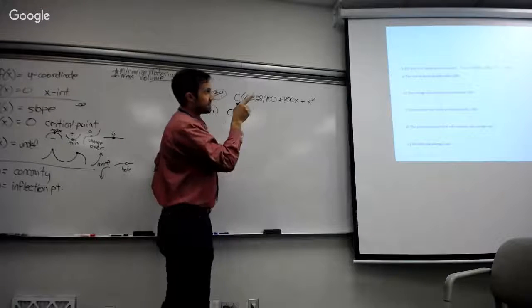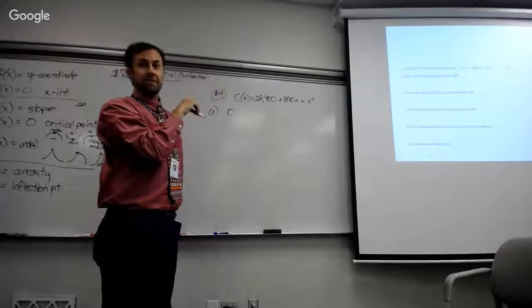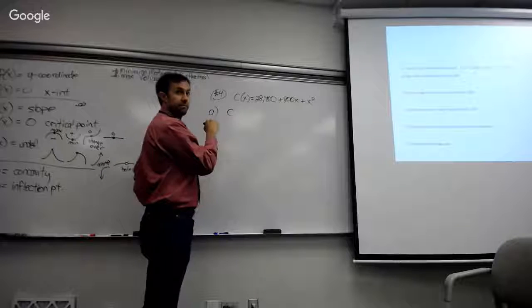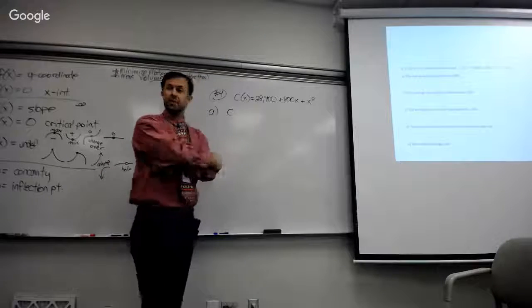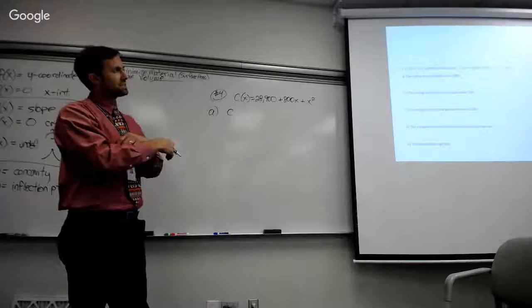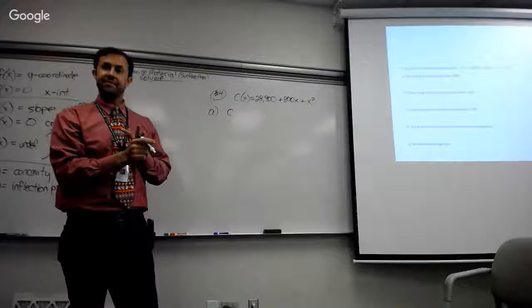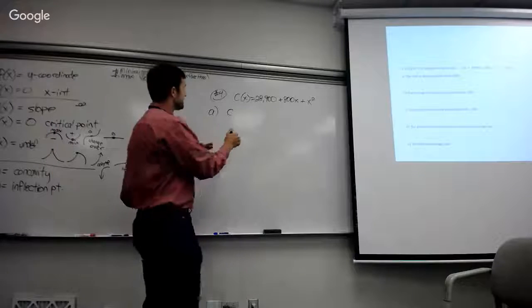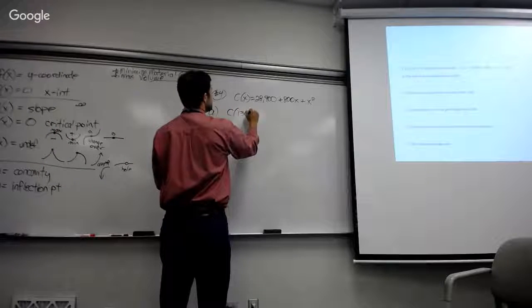So x is the number of units that you're making. So how do we find out? What do you want? How do I find out the cost if I make 1300 units? Just plug it in. You're just going to plug 1300 into your cost function.